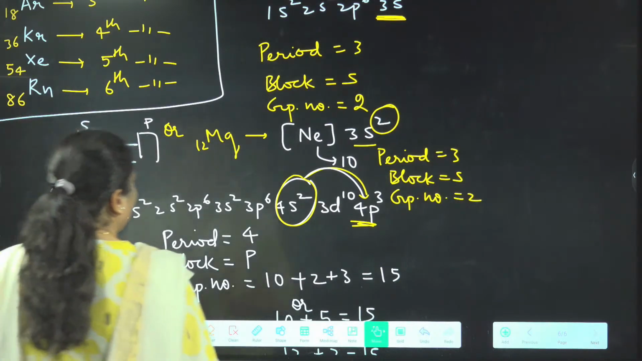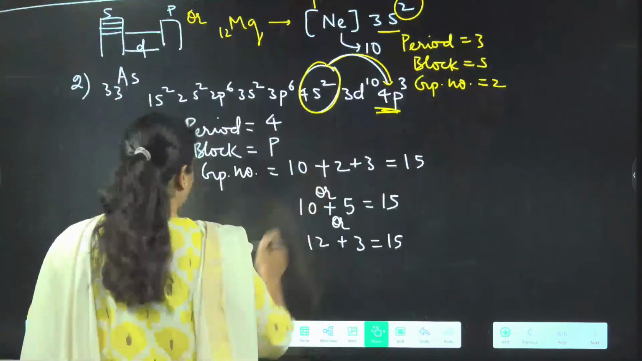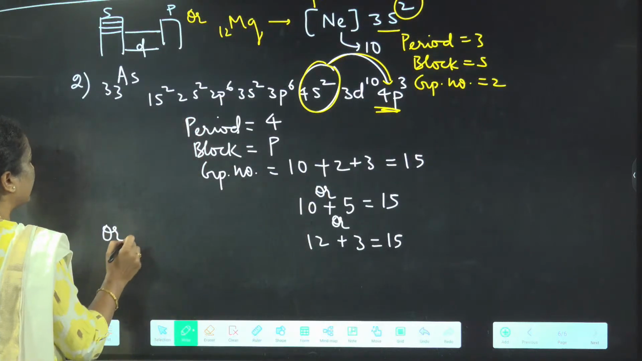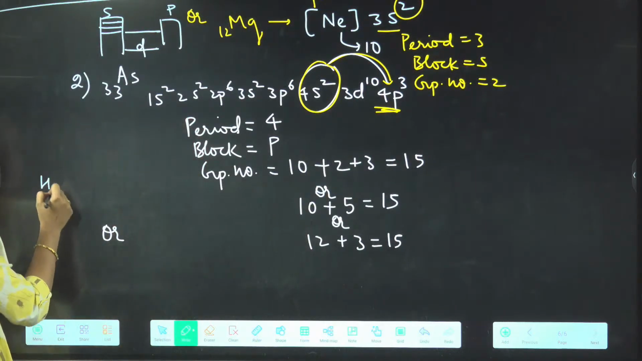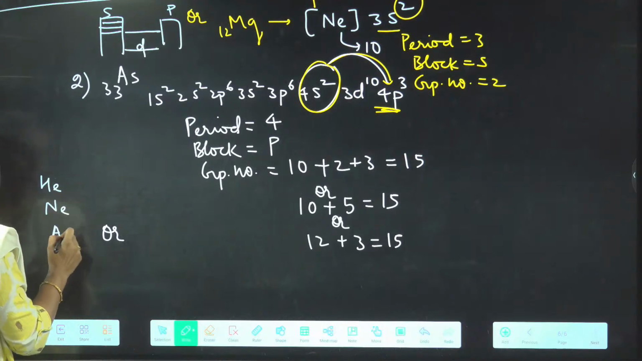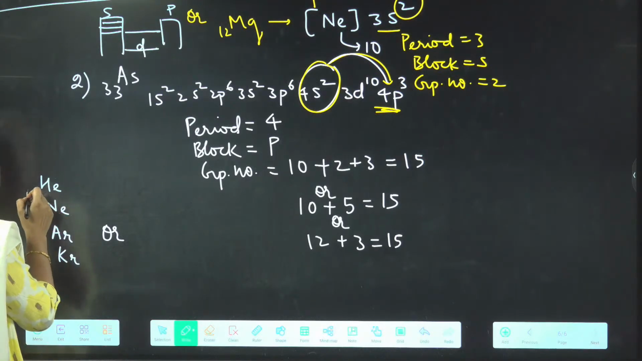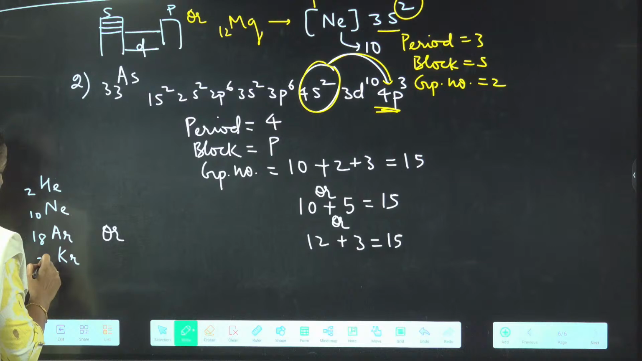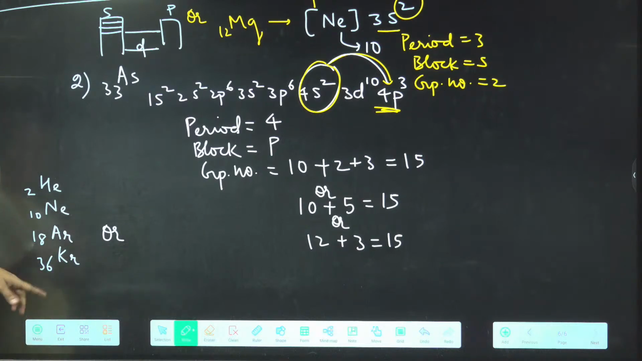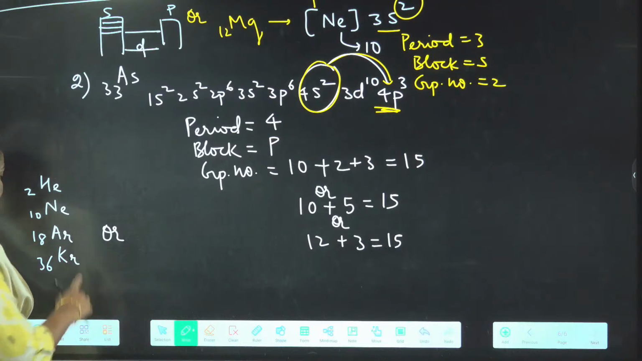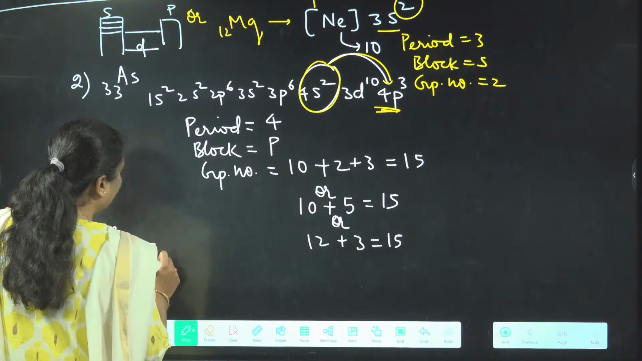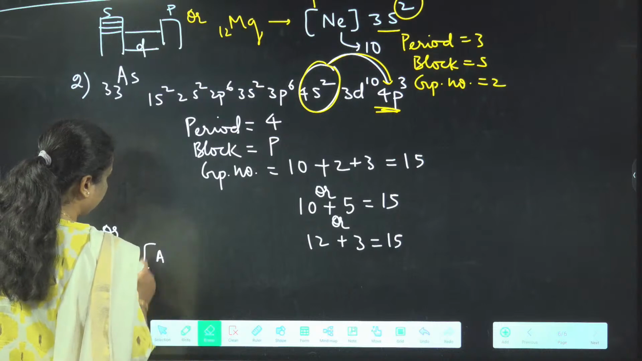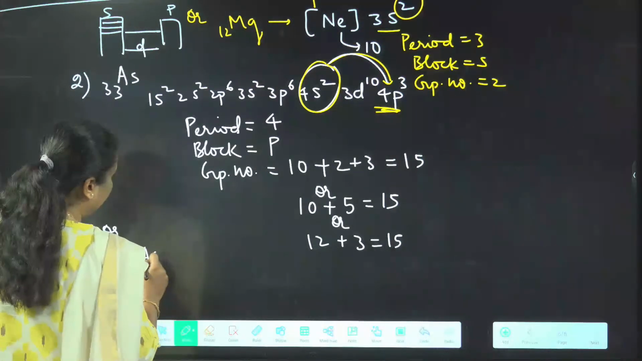Yes, hopefully everybody has written for magnesium. Now in this case for arsenic, arsenic is 33. Now you recall helium, neon, argon, krypton, right? Now the thing is it is 2, 10, 18 and 36. So which is the inert gas before arsenic, which is 33? Before that it is 18. Okay. Now we are going to write down for arsenic.